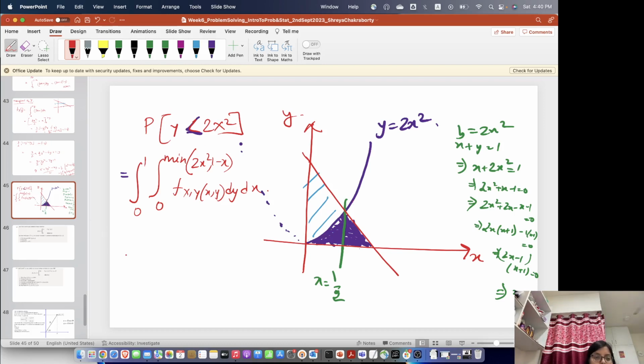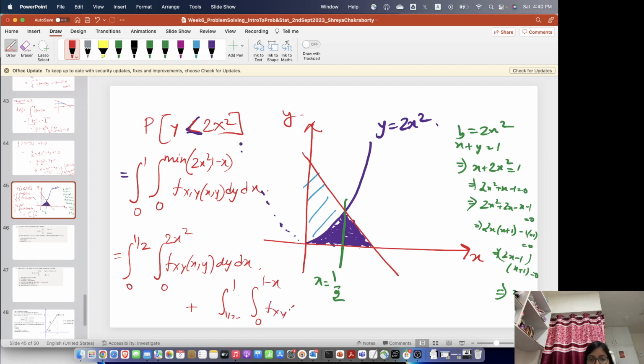So this thing we'll break down. When x is from 0 to half, this will be the integral from 0 to 2x square of f xy dy dx, plus x from half to 1, then y from 0 to 1 minus x of f xy dy dx. I hope this is clear.